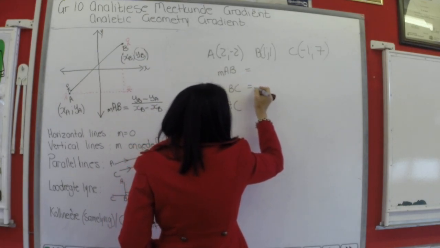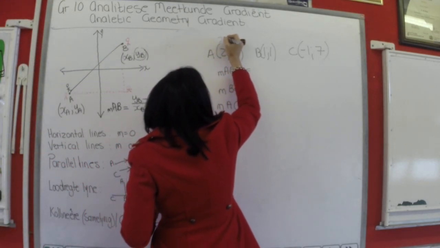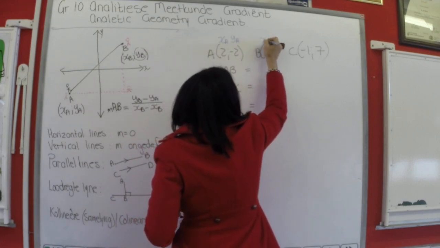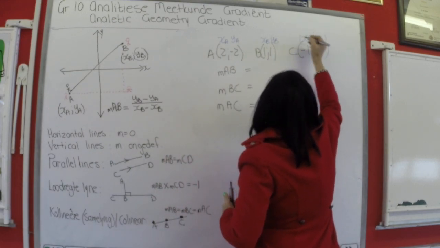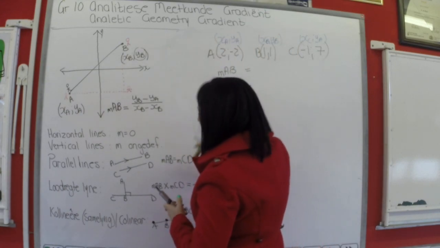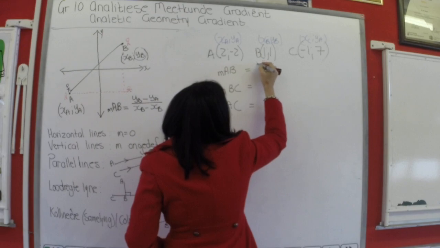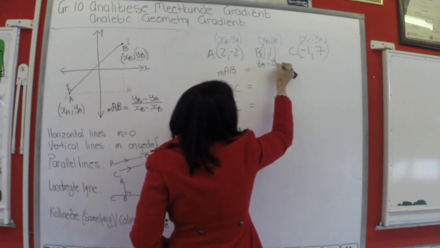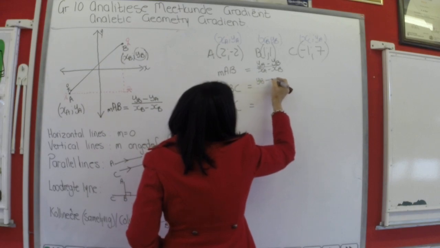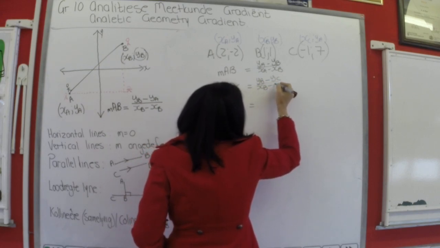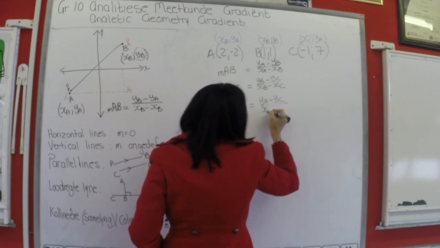I need to prove it, so I'm not stating it already. I'm gonna prove it by first working out the gradients. X, Y, X, Y, X, Y. Coordinates. So now I'm gonna work out the gradient. So it's Y on X, Y on X, and the last one, Y on X.